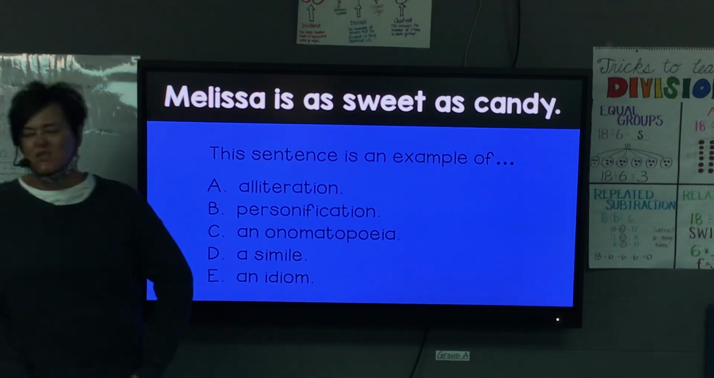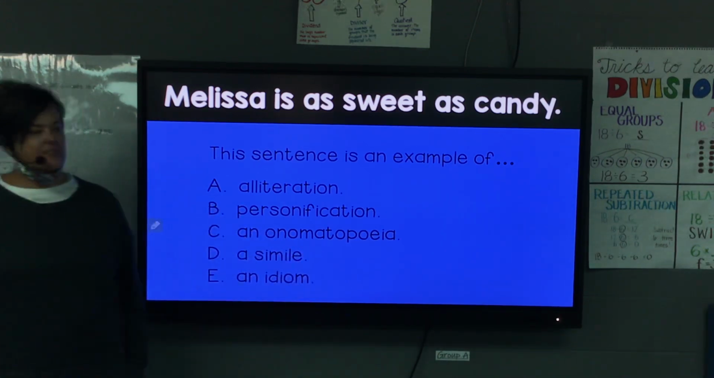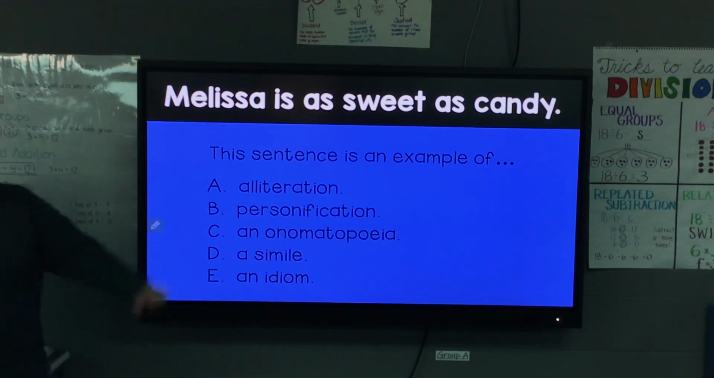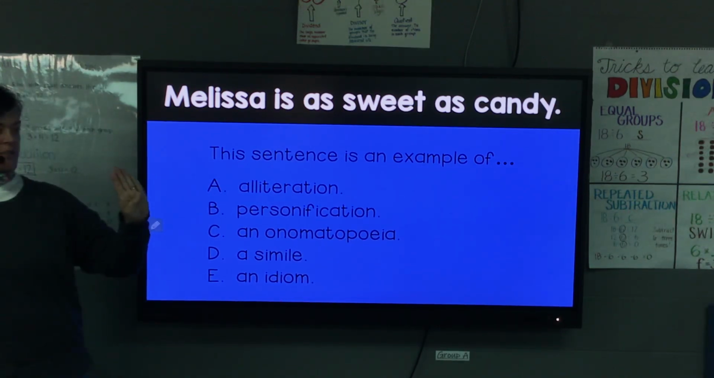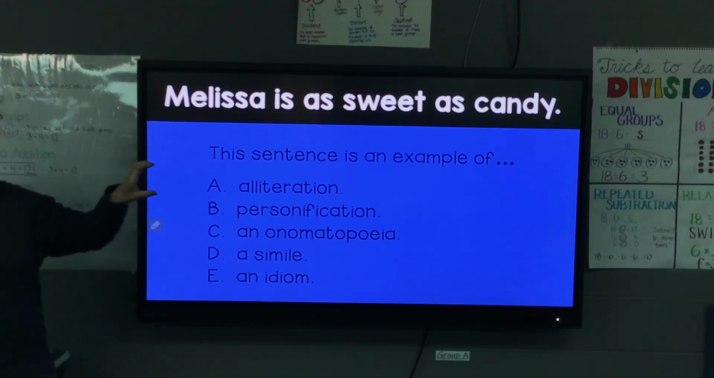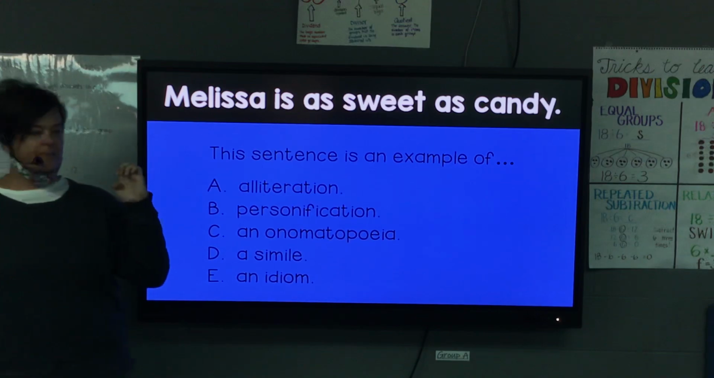Melissa is as sweet as candy. Is that alliteration, personification, onomatopoeia, simile, or idiom?